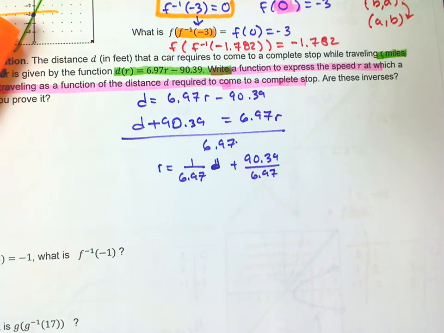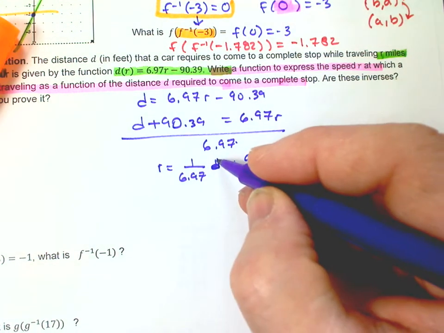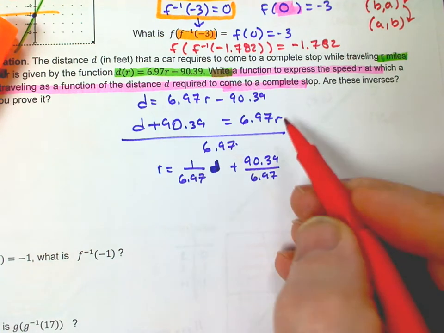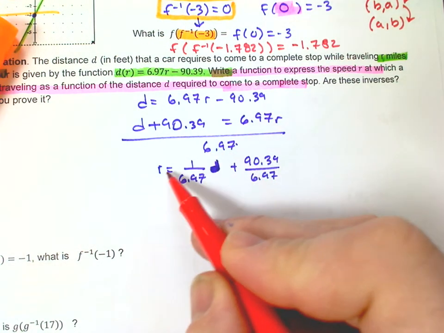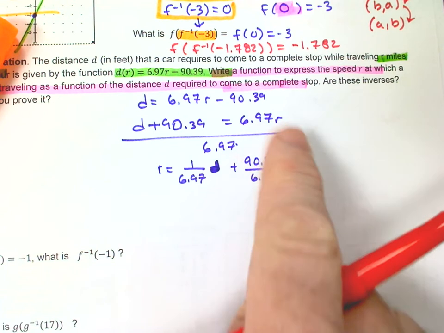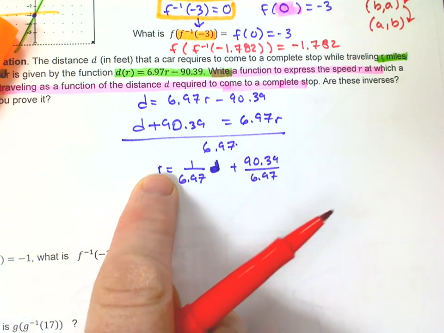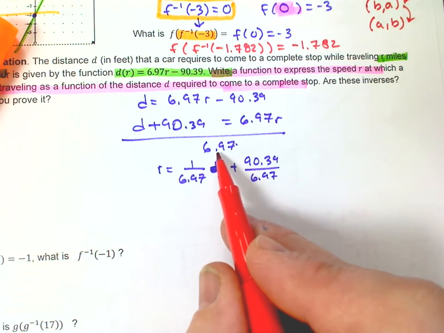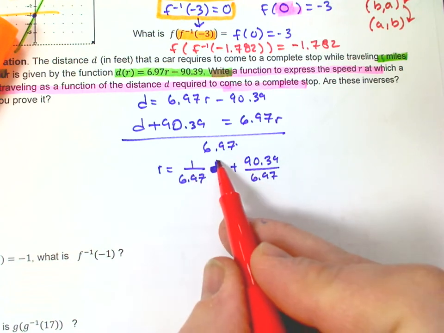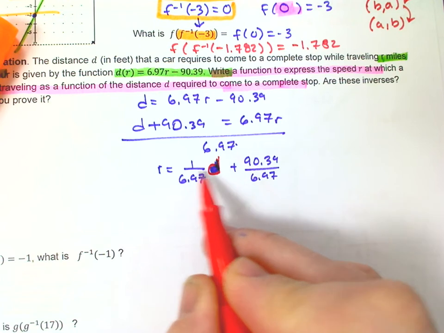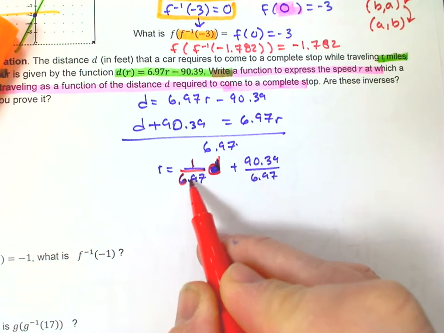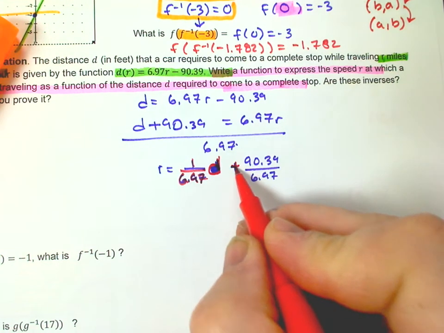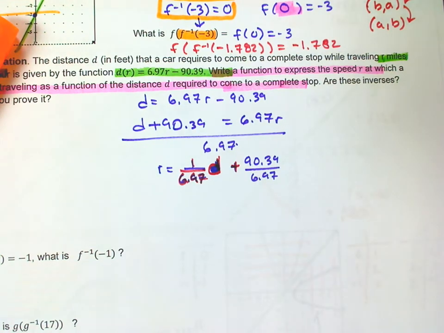How'd you get rid of the d? I didn't get rid of the d. Okay, so I divided these two and got 1 times r, and I used my symmetric property and just pulled it over. I have the d that I divided by 6.97, so that's where this is. This is the d right here, times 1 over 6.97, whatever that is, plus this. Okay.